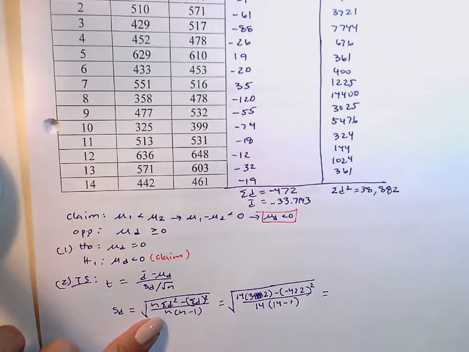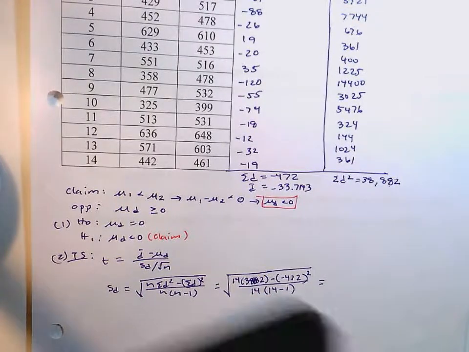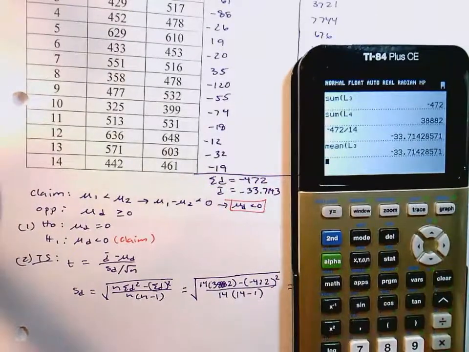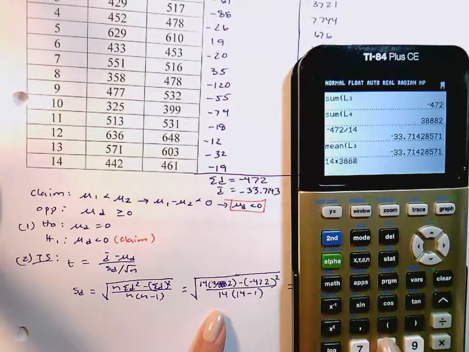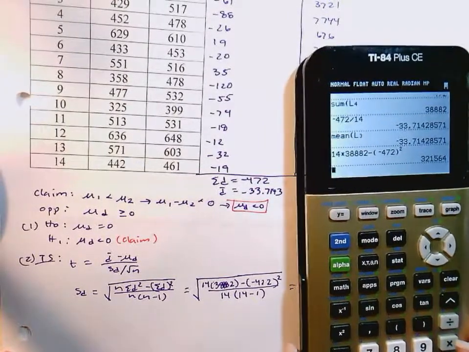If you have a scientific calculator, do the top and write it down, then do the bottom and write it down. So let me show you what you would do with a scientific calculator. You take 14 times 38,882, and then minus, in parentheses, negative 472, and then squared. And this gives me back 321,564.